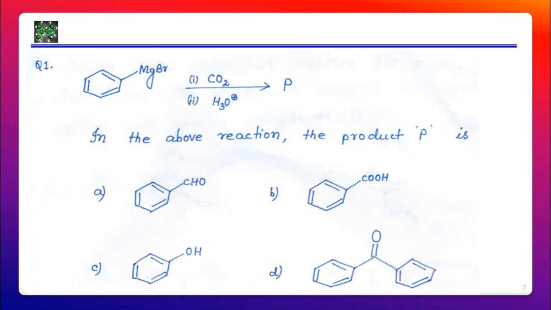Question number 1. When phenyl magnesium bromide is treated with carbon dioxide followed by acidic hydrolysis, it produces product P. 4 options are given as follows.